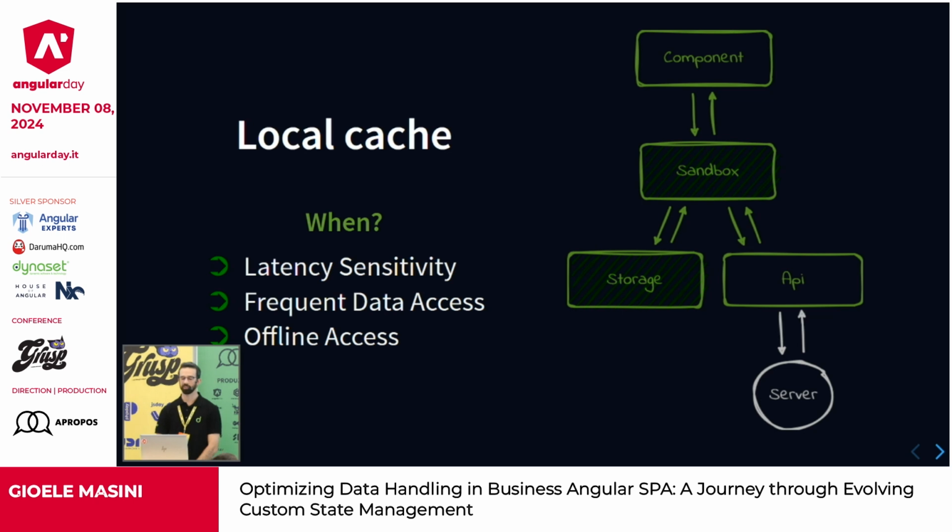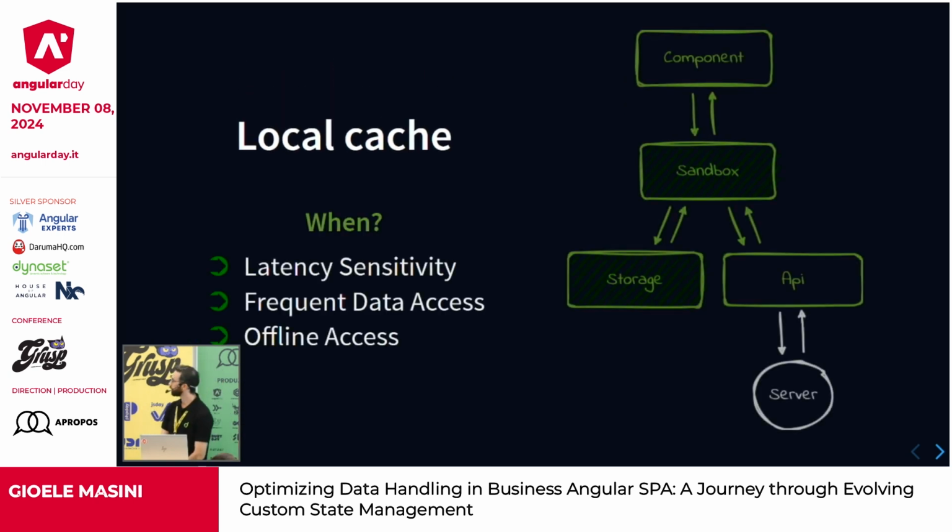That's why we decided to use a local cache in our front end. It is really useful when your application can have latency sensitivity, so local data is really faster to be available. And is also very useful when you have a frequent data access, so you could have redundancy in API requests. And as you saw earlier, you can also do the same thing for offline access.